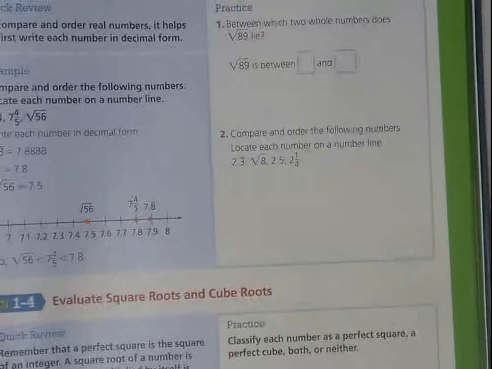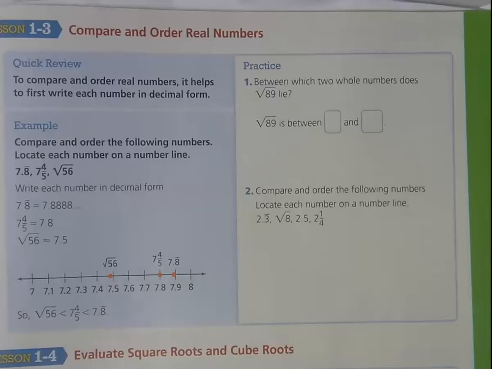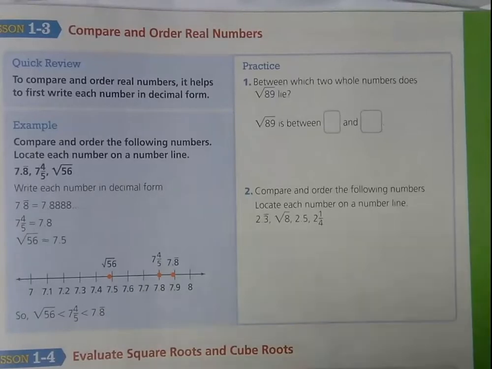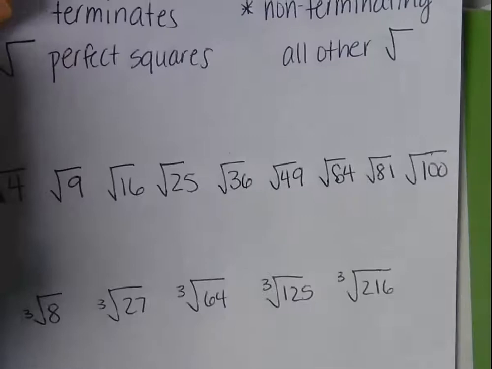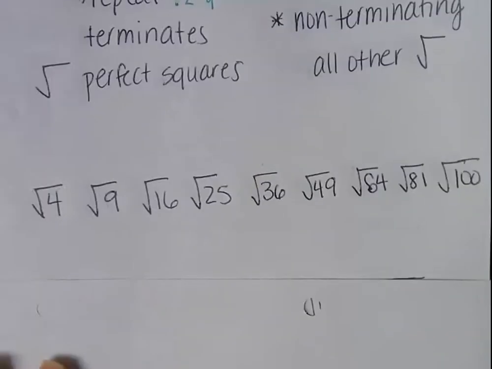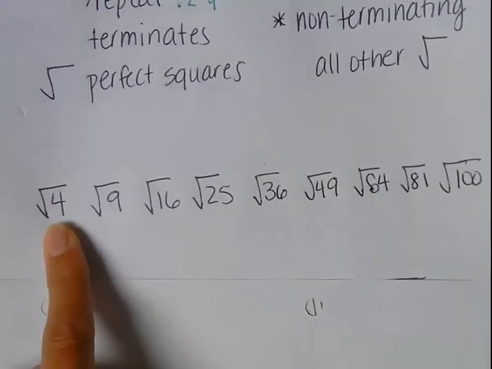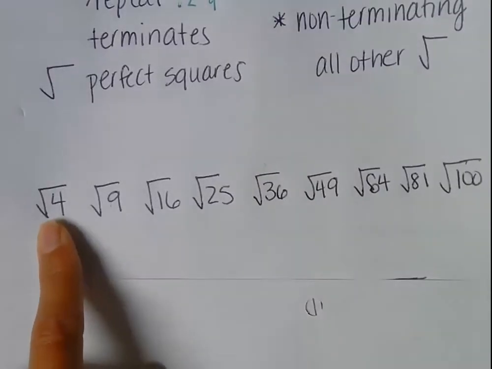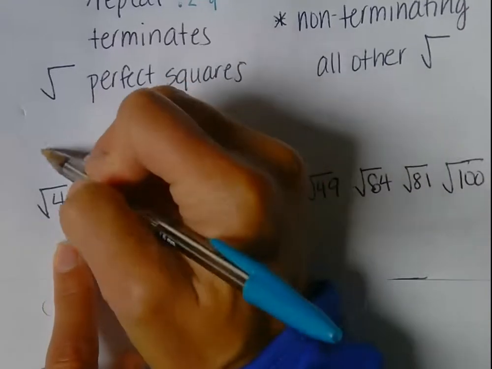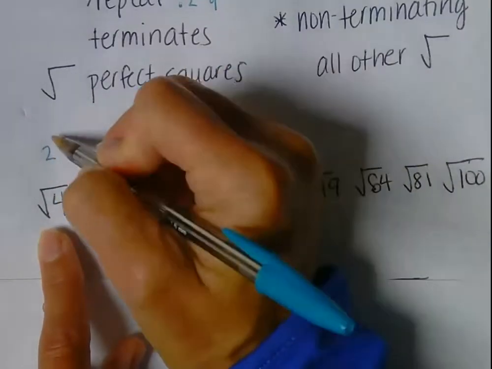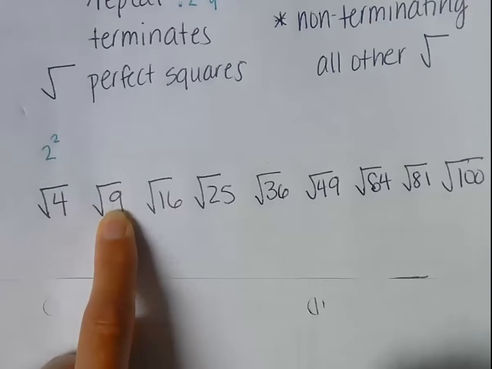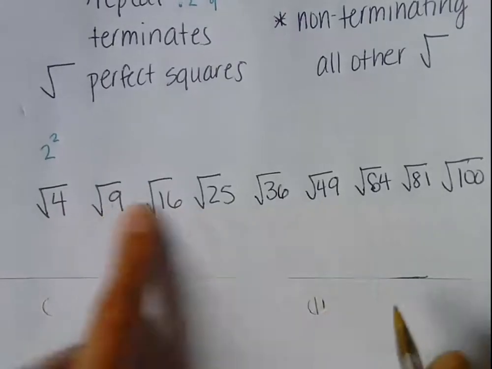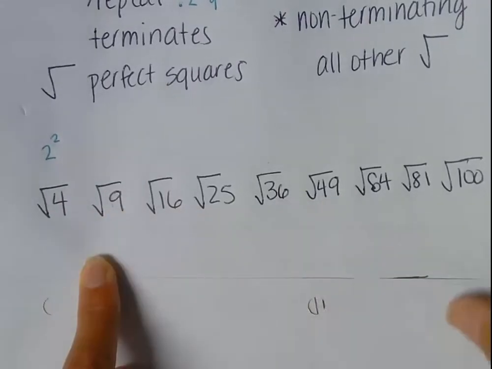Alright, then we need to find the perfect squares. So for this, you want to make sure that you know your perfect squares. A perfect square is a square of an integer. For example, 2, that's an integer. When I square it, 2 squared is 4. Okay, 3 squared is 9. So you need to be able to recognize these perfect squares.